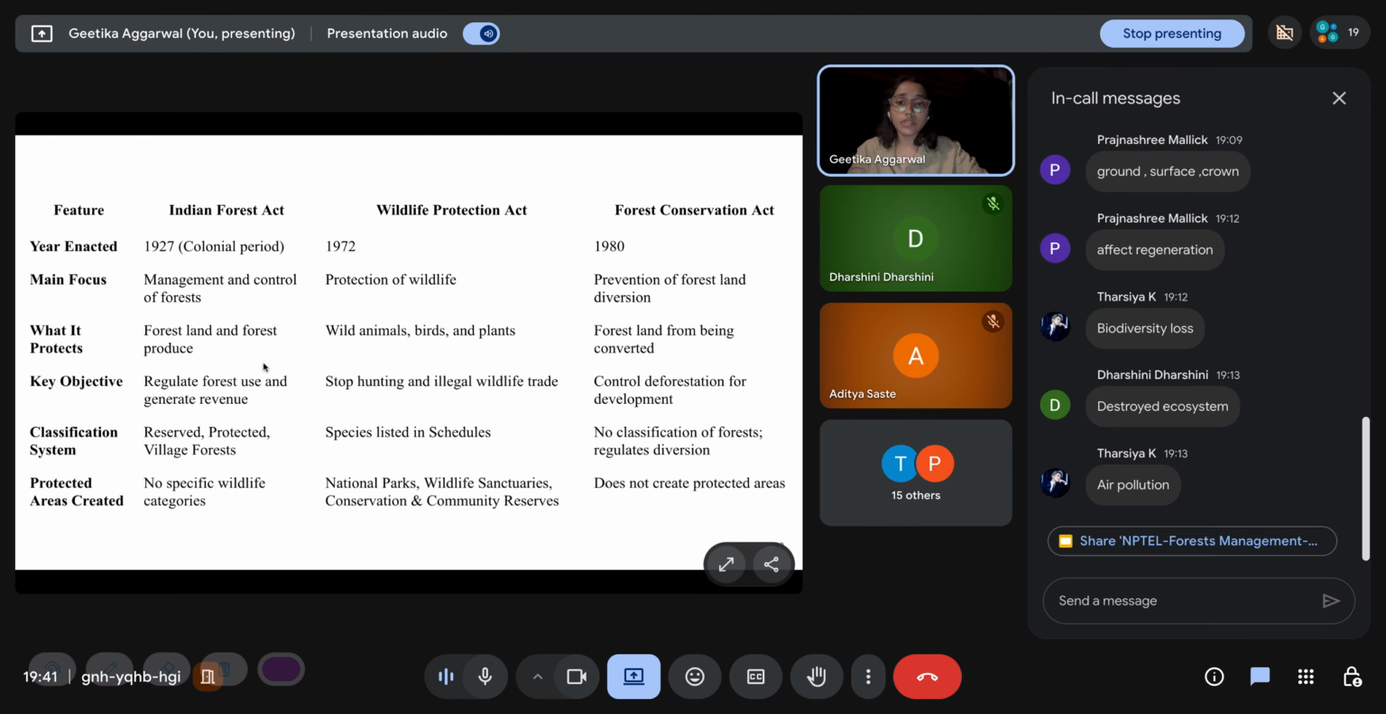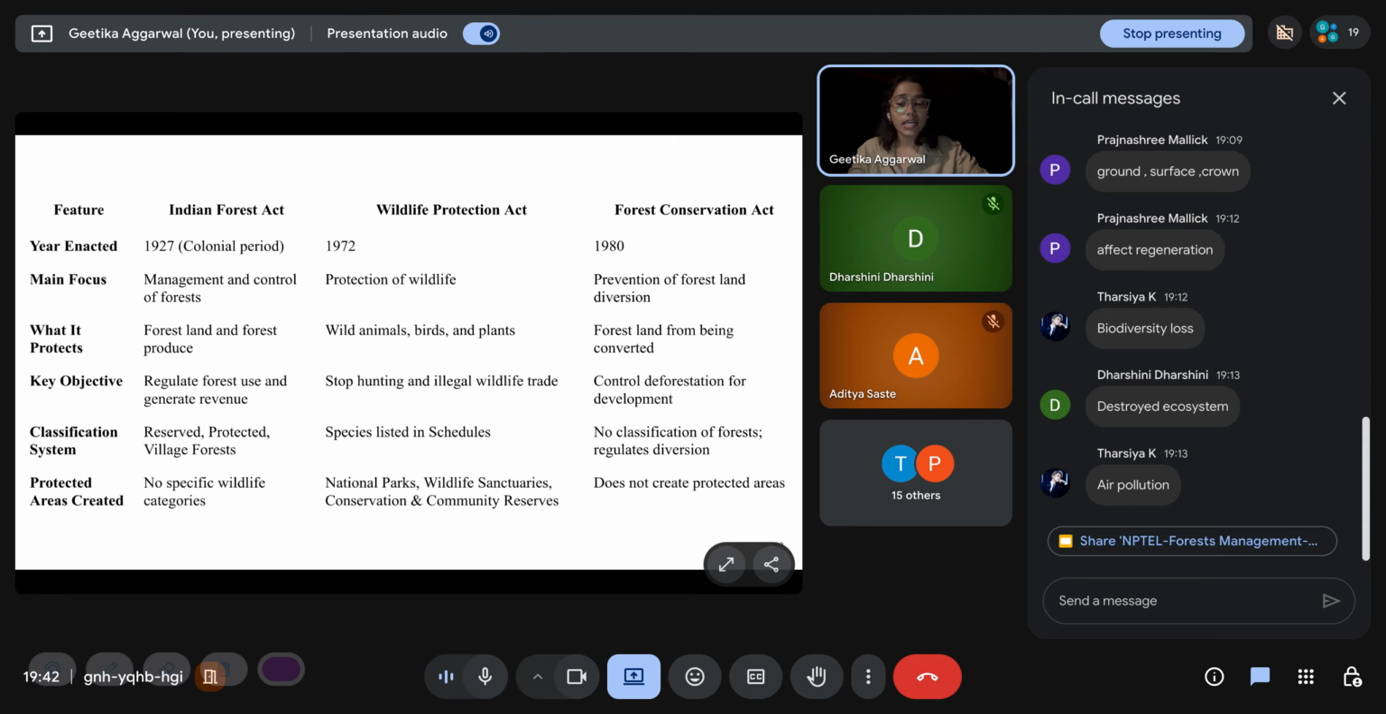So I've made this small table in which it talks about these different acts and how they are different from each other. So when you're going through the slides, you can actually look through this to get a quick view of how these different acts are different. I'll just give you a small thing. Main focus of Forest Act is to manage and control forests, and it can protect forest land and forest produce. The main focus of Protection Act is protection of wildlife, animals, and birds and plants. And for the Forest Conservation Act, they're basically focusing on conversion of forest land, and it's basically protecting forest land from being converted, right? So that is what is happening here.